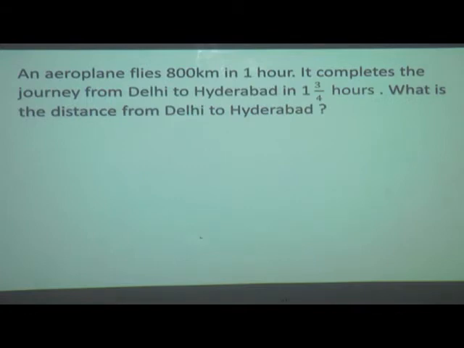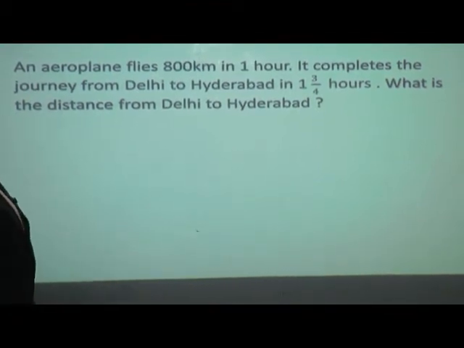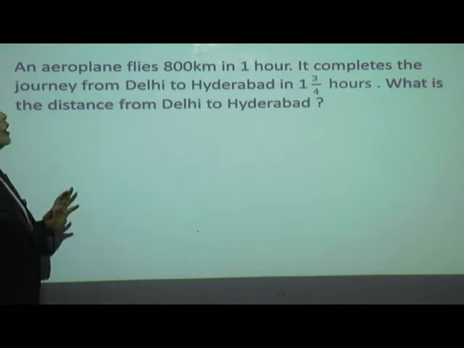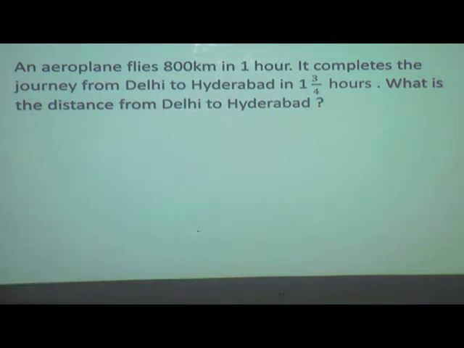One example, which is again a word problem. An aeroplane flies 800 km in 1 hour. The distance covered in 1 hour is 800 km by an aeroplane, we can say a flight. It completes the journey from Delhi to Hyderabad in 1 whole 3/4 hours. What is the distance from Delhi to Hyderabad?